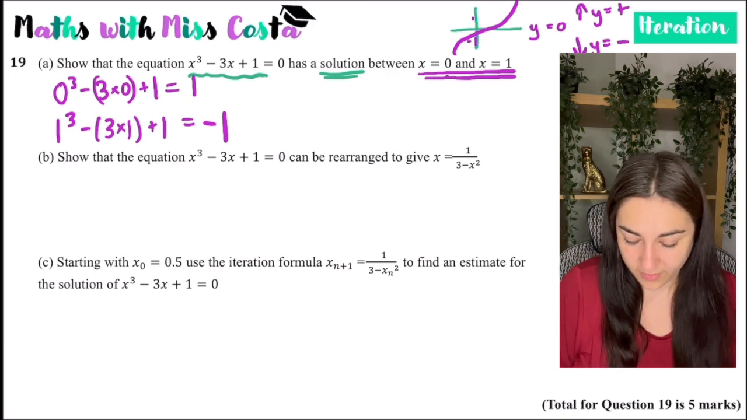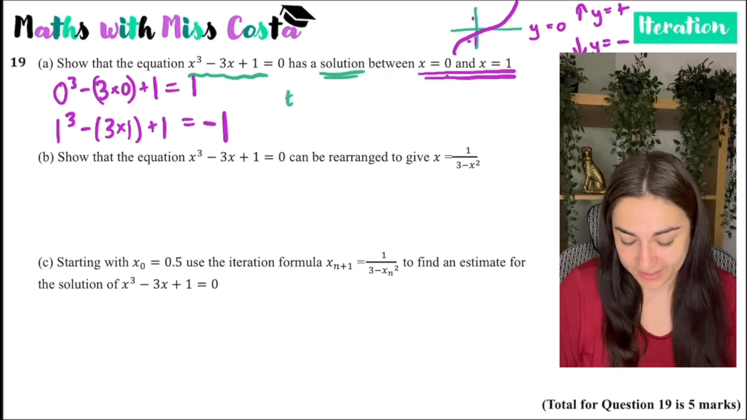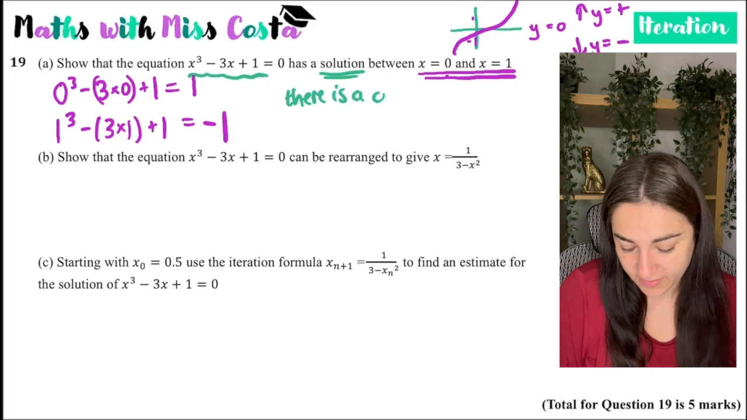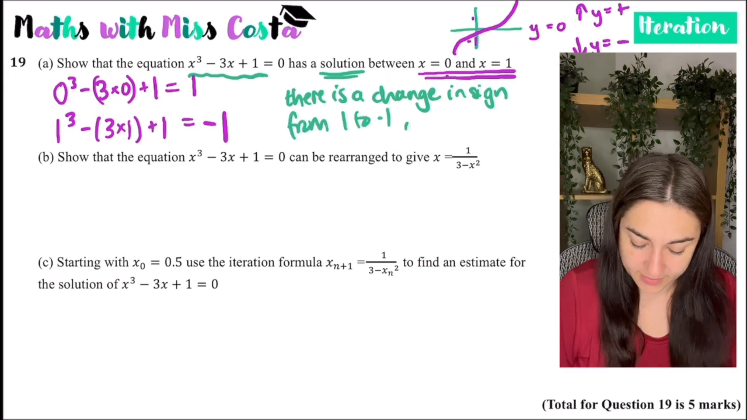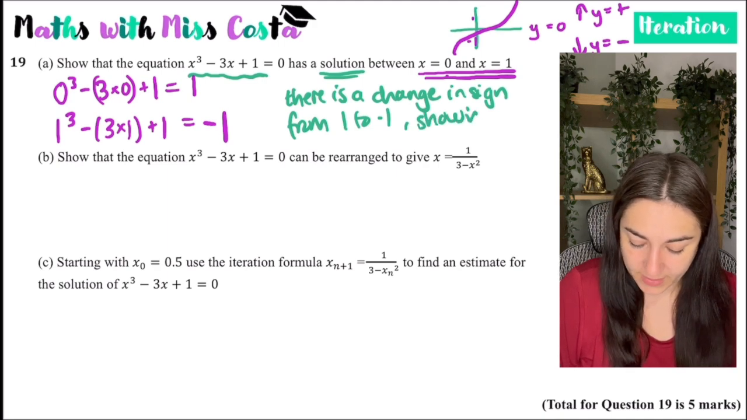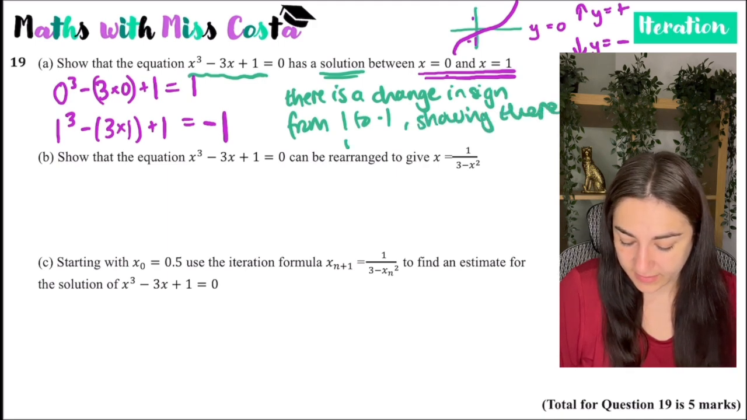So therefore, to show that there is a solution, you say there is a change in sign from 1 to negative 1, showing there must be a solution.